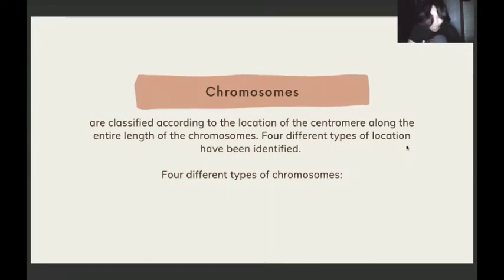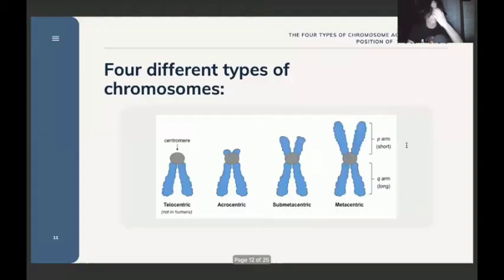Chromosomes are classified according to the location of the centromere along the entire length of the chromosome. Four different types of location have been identified. Telocentric chromosomes have the centromere at the very end of the chromosome. Humans do not possess telocentric chromosomes, but they are found in other species, such as mice.